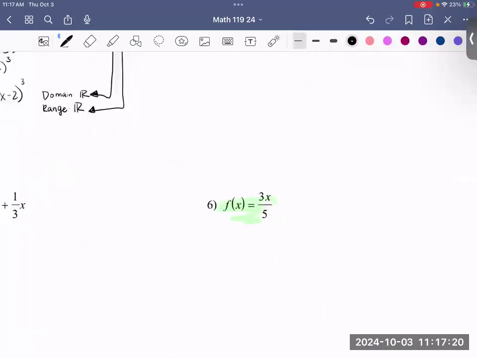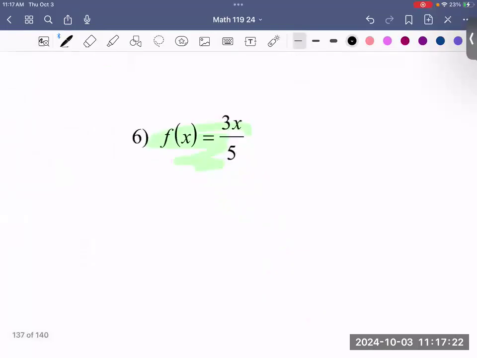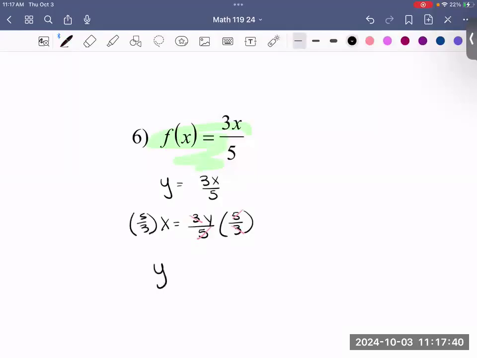Let's take a look at number 6. So y is equal to 3x over 5. x is equal to 3y over 5. Let's multiply by the reciprocal here. That way your 5s cancel, your 3s cancel. And what you do to one side, you do to the other. So y is equal to 5 over 3 times x. f inverse of x is equal to 5x over 3.